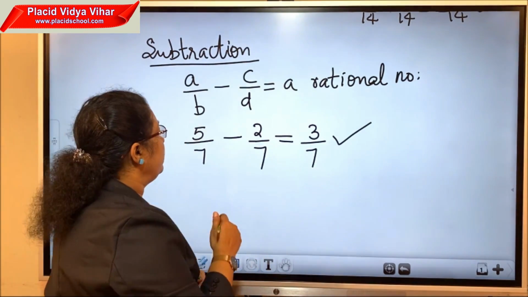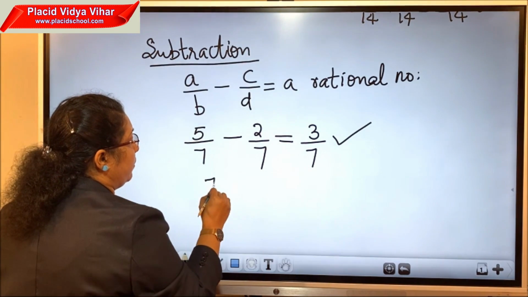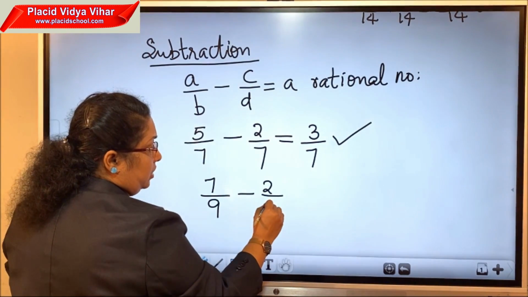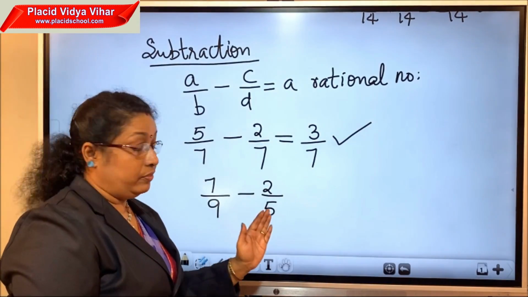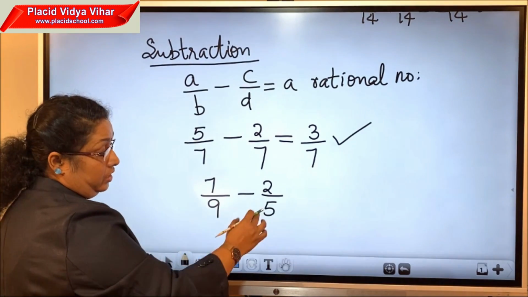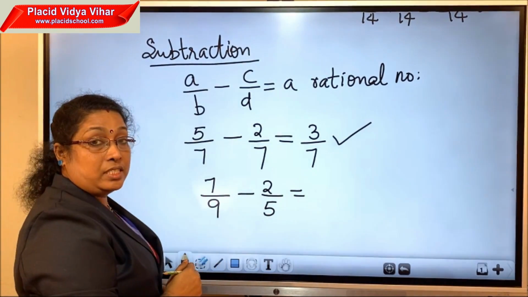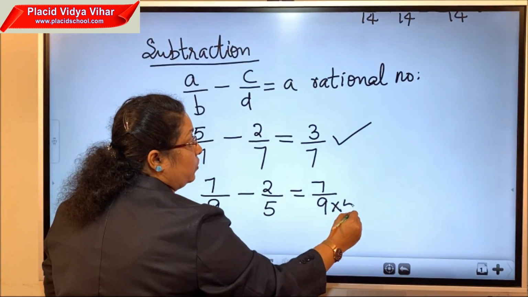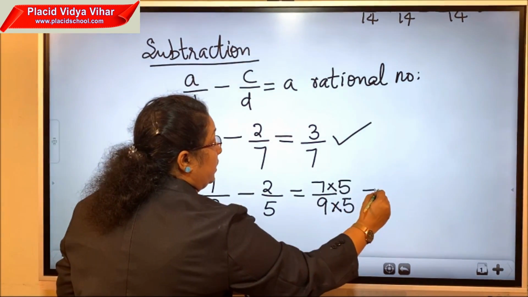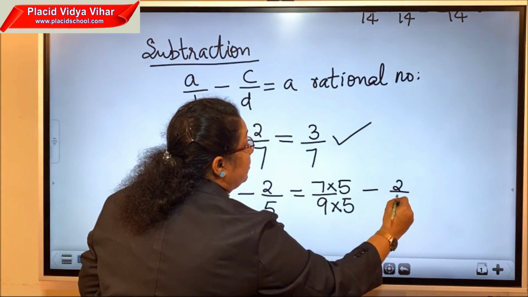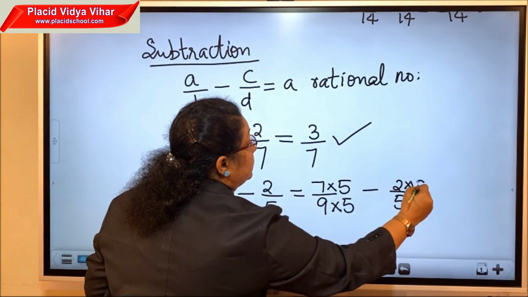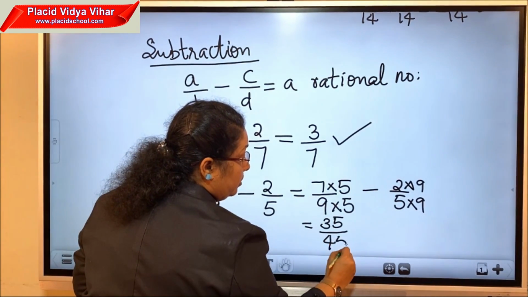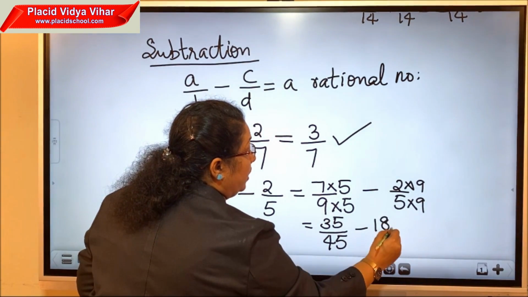Next check using another example. We can check 7 by 9 minus 2 by 5. Here look, different denominator. So must find the LCM. 9 and 5's LCM is 45. So make the denominator same. 7 by 9. 9 into 5 is 45 into 5 minus 2 by 5 into 9 into 9. So here it is 35 by 45 minus 18 by 45.